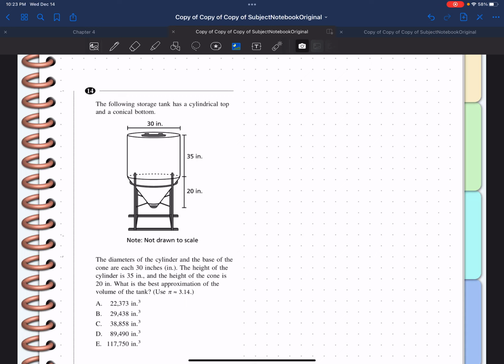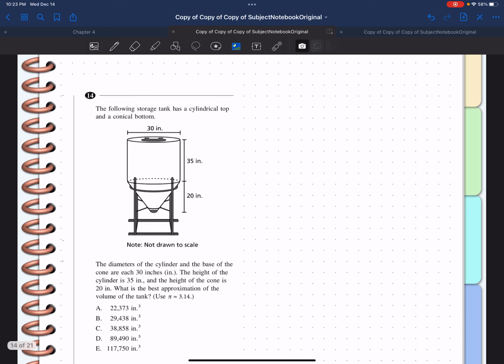The following storage tank has a cylindrical top and a conical bottom. Conical means cone, or coming from a cone. The diameters of the cylinder and the base of the cone are each 30 inches. The height of the cylinder is 35 inches, and the height of the cone is 20 inches. What is the best approximation of the volume of the tank? Use pi equals approximately 3.14.